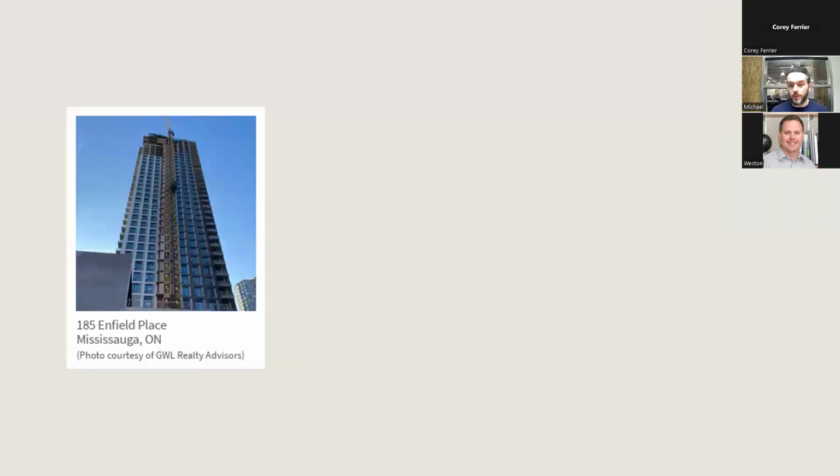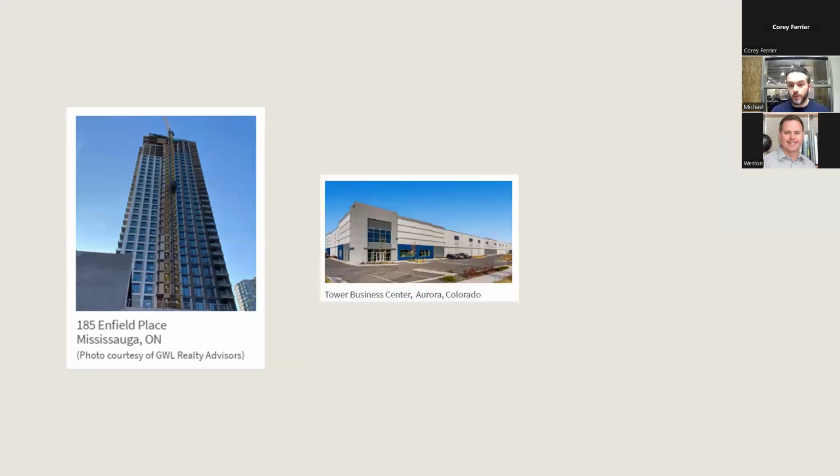I personally like to show things like this. These are some of the actual properties that are owned within these par funds. This is with Canada Life.